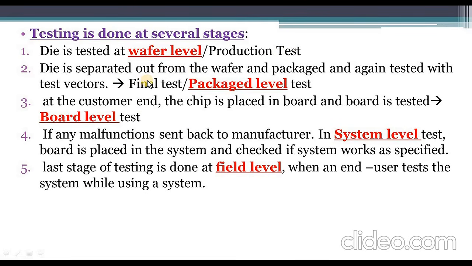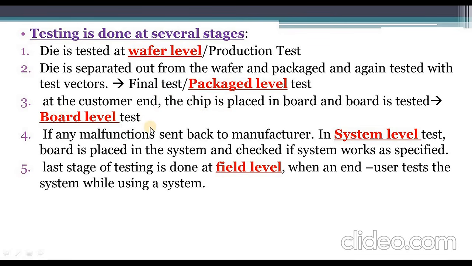After the die is separated out from the wafer and packed, it is again tested with the same test vectors. This is called the final test or packed level test. At the packing level, after the separation from the wafer, we again test the die. Next stage of testing is the board level testing. At the customer end, the chip is placed in the board, and now the board is tested.